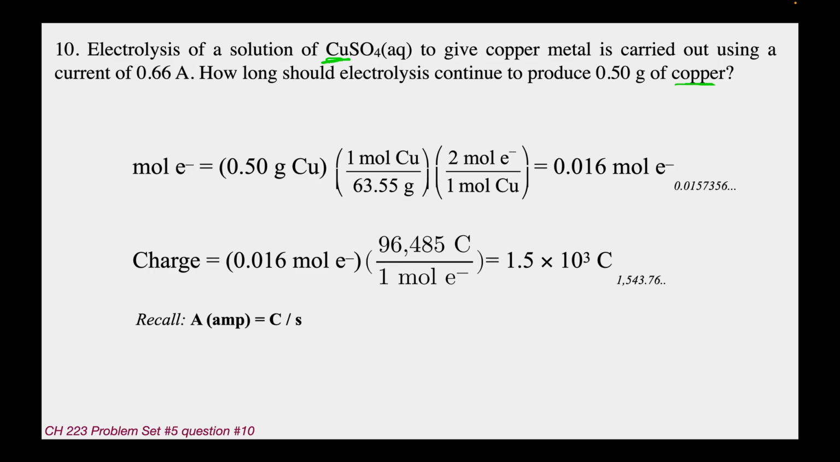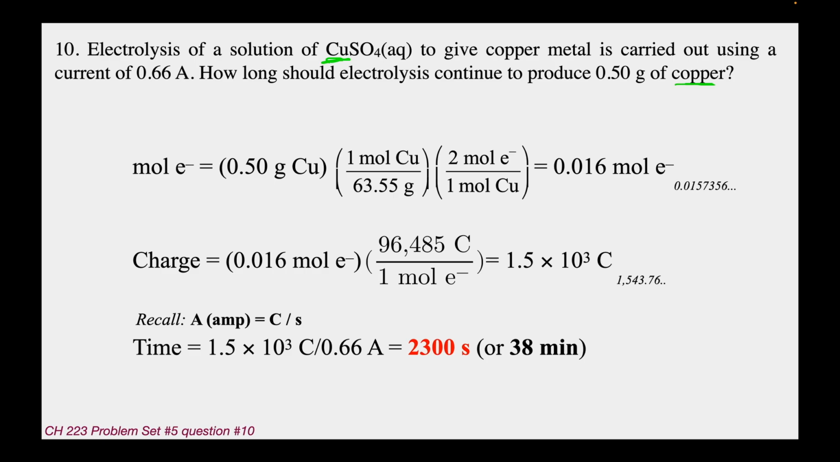And if this number, 1.5 times 10 to the third, is the number of coulombs we need, we can then take the coulombs, divide by the coulombs per second in order to get just seconds. And this comes out to be 2,300 seconds. And if you divide that by 60 seconds per minute, it comes out to be about 38 minutes. So it should take about 38 minutes if we apply 0.66 amps to get 0.50 grams of copper out. And this is the kind of thing you can do with electrolysis.